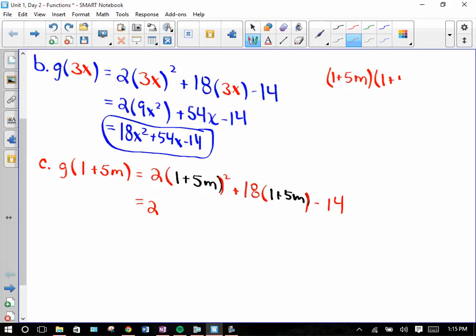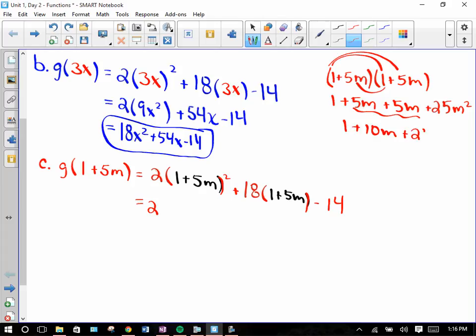times 1 plus 5n, which is going to be 1 times 1, which is 1. 1 times 5n, which is 5n. 5n times 1, which is 5n. 5n times 5n, which is 25n squared. That is 1 plus 10n plus 25n squared. I did that kind of fast, but hopefully we all understand that.